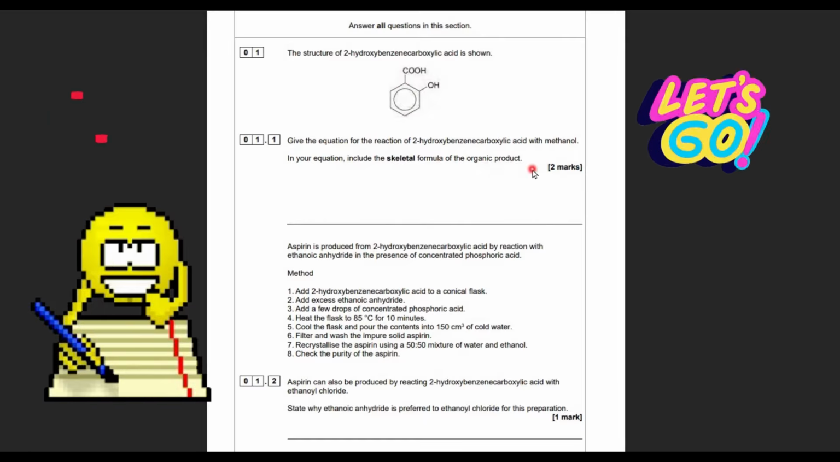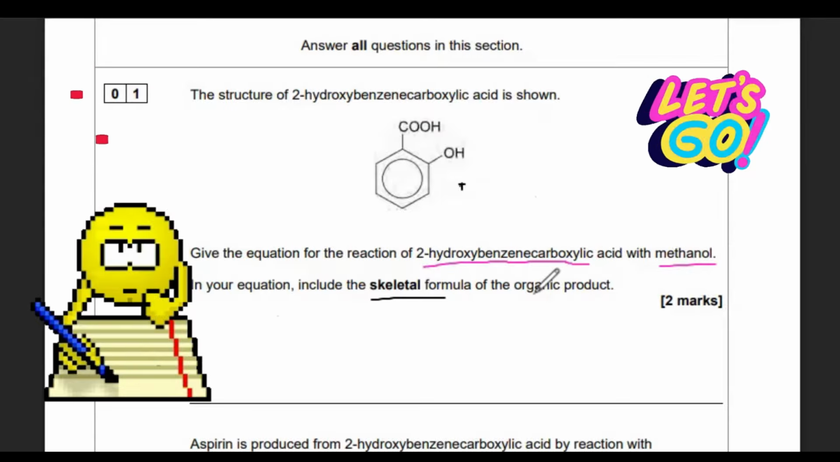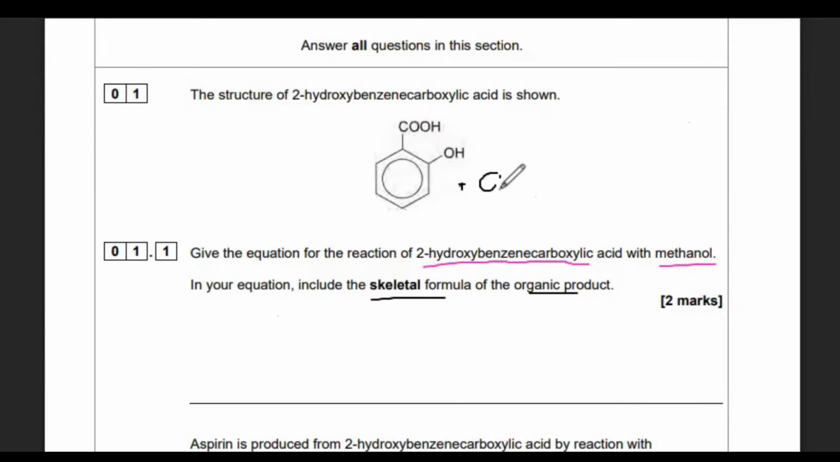Okay, so we're going to zoom in a little bit closer like that, underline the key points. So we've got our reactants, 2-hydroxybenzene carboxylic acid. It's reacting with methanol, so CH3OH. You can write that as displayed or however you want. And then they definitely want us to do the skeletal formula in this equation, otherwise we're going to lose a mark, and of the organic product. And I think we're going to need the side product as well because they want the full equation, but you get 1 mark for the full equation and 1 mark for the skeletal formula for the organic product.